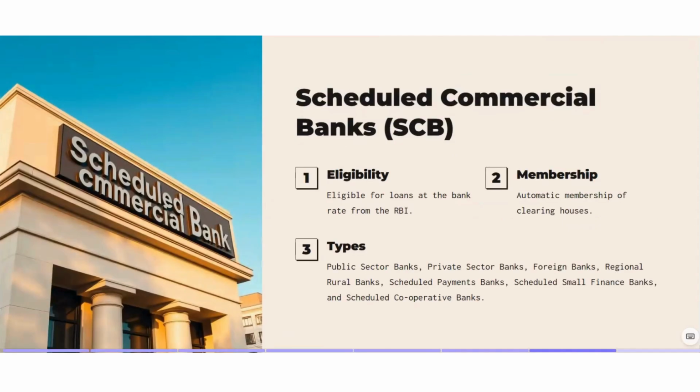Scheduled commercial banks have eligibility for loans at bank rate from RBI and automatic membership of the clearing house. I would be discussing what a clearing house is: a body which is an agent for some transactions for clearing up. Public sector banks, private sector banks, foreign banks, regional rural banks, scheduled payments banks, scheduled small finance banks, and scheduled cooperative banks are the types of scheduled commercial banks which are scheduled in the second schedule of the RBI Act.